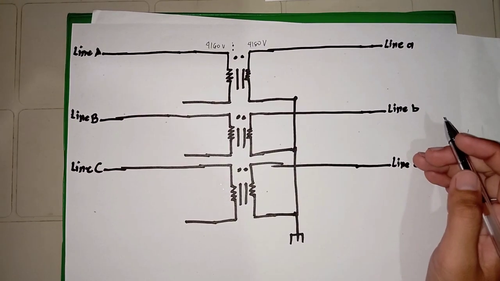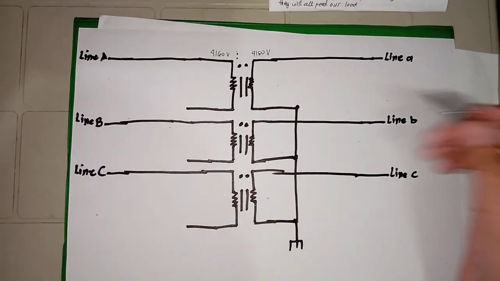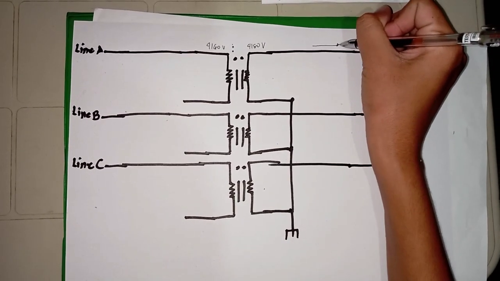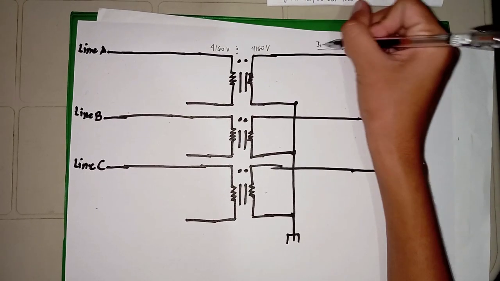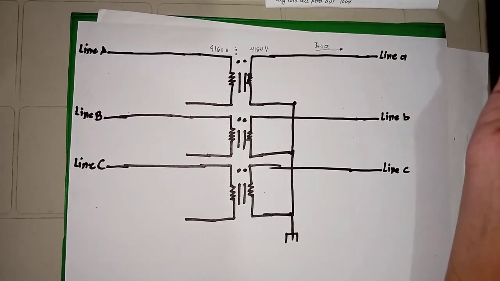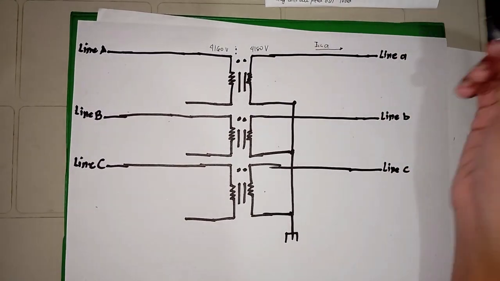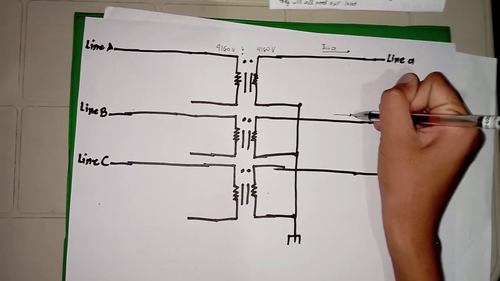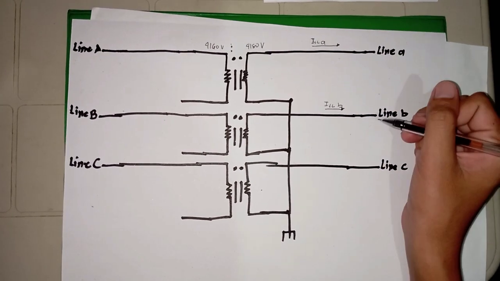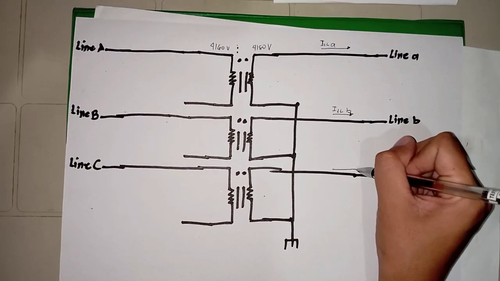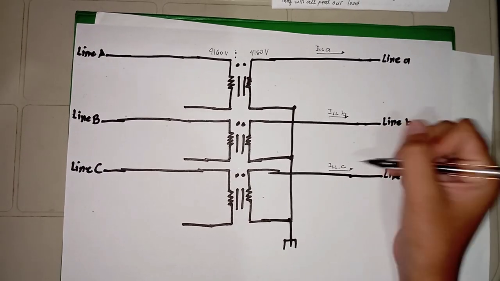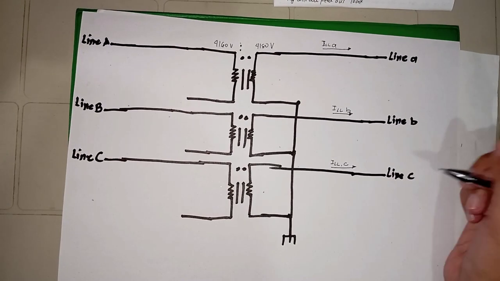So line-to-line current A will flow through line A, and line-to-line current B will flow through line B, and line-to-line current C will flow through line C, and they will all feed our load.